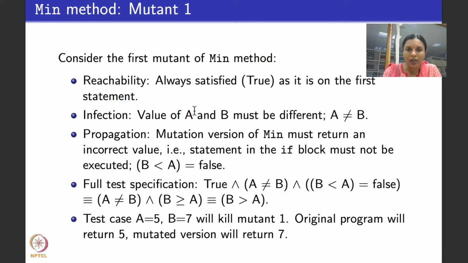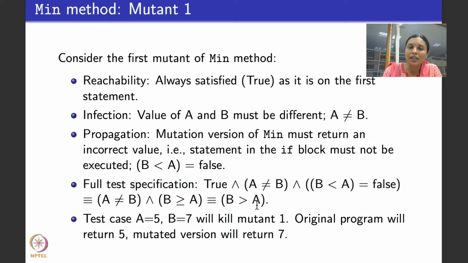Reachability is true, infection is A not equal to B, propagation is B less than A equal to false. If you simplify this logical predicate, true and A not equal to B gives me A not equal to B. B less than A equal to false is the same as B greater than or equal to A. So if I add these two conditions, it means B is not equal to A and B is greater than or equal to A. So the equal to and not equal to cancel out. I just get B greater than A.